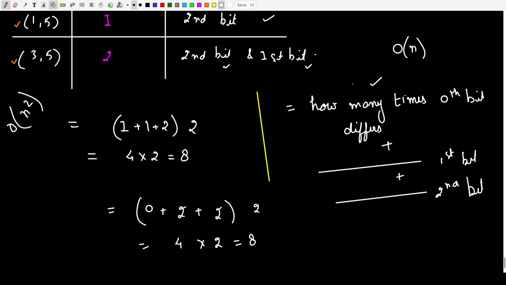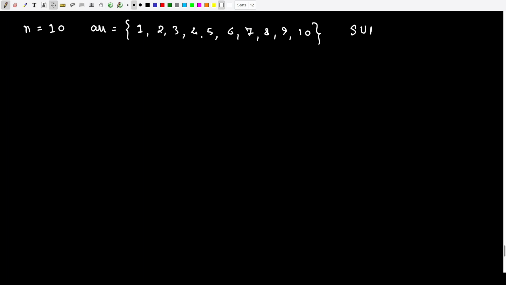Okay, so in order to understand this concept more clearly, let us take one more example. In this case, let us say the number of elements given in an array is 10, and the array consists of elements such as 1, 2, 3. So these are the elements of the array, and in this array I need to find the sum of bit differences.